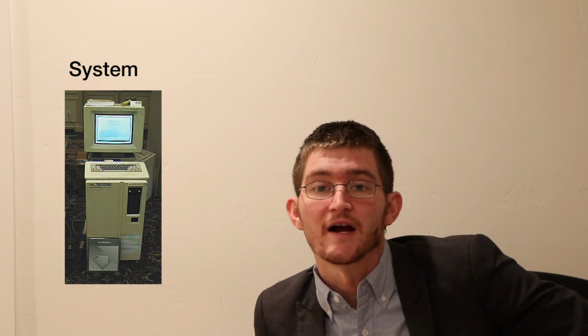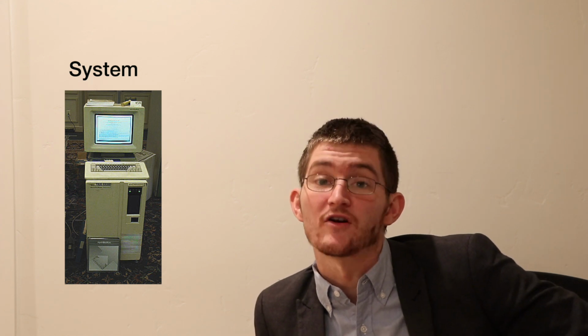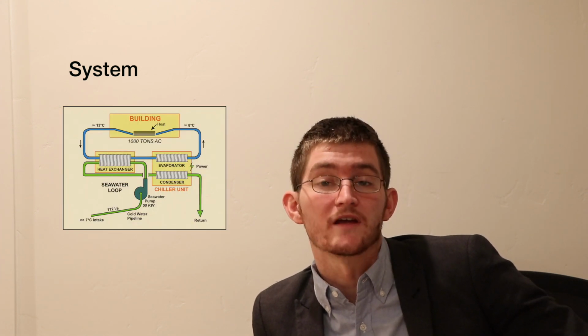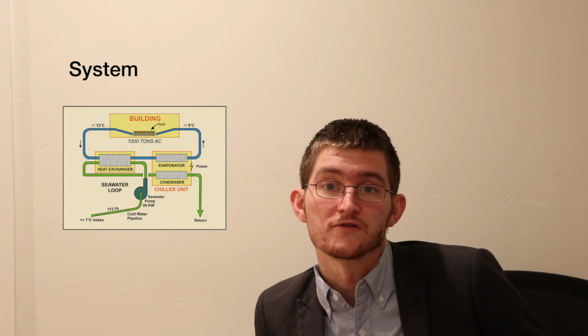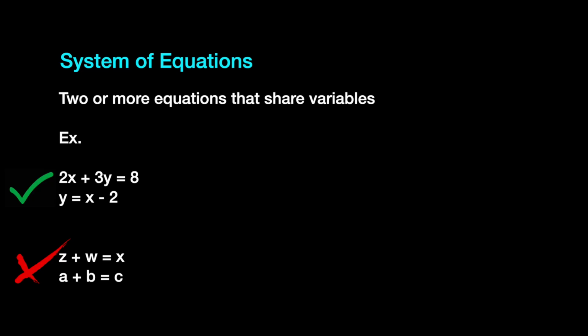So, a system. What is a system? You might think of a system as a machine. You might think of a system that we have at a Barso, a moving connection of parts that come together to serve some purpose. A system in mathematical terms has an even more basic meaning. A system of equations is two or more equations that share variables.